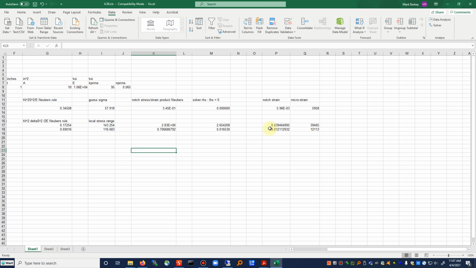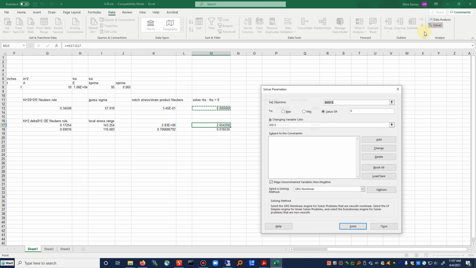So now here's my difference, basically my left and the right hand sides. I need to drive this to 0 by using my solver. I'm going to drive M17 to a value of 0 by changing cell I17.